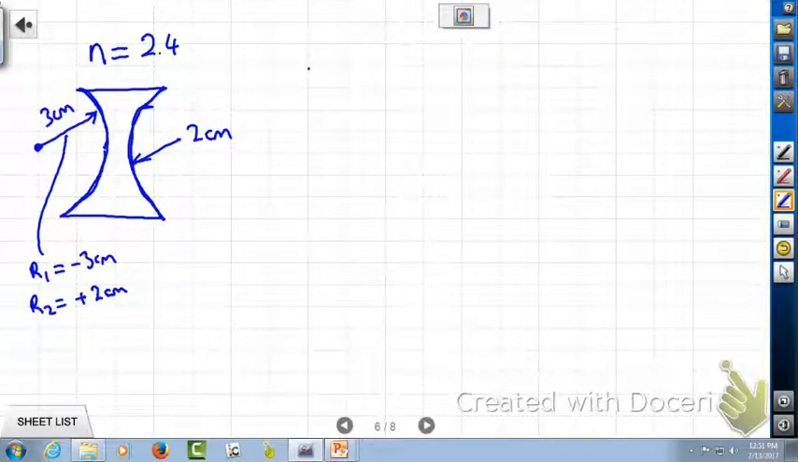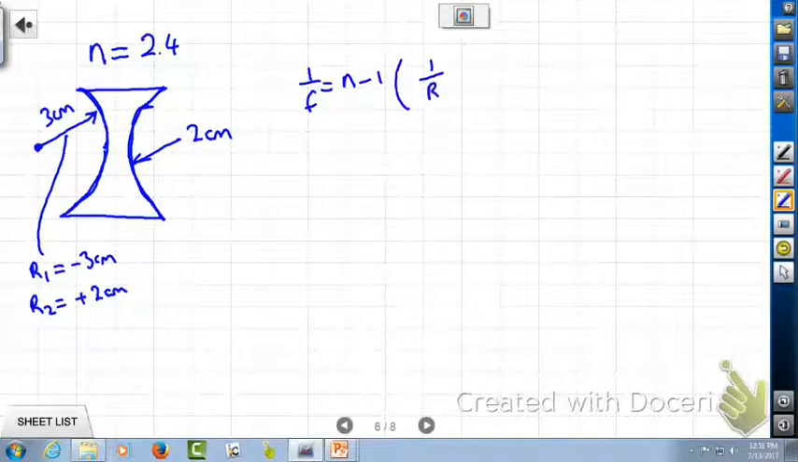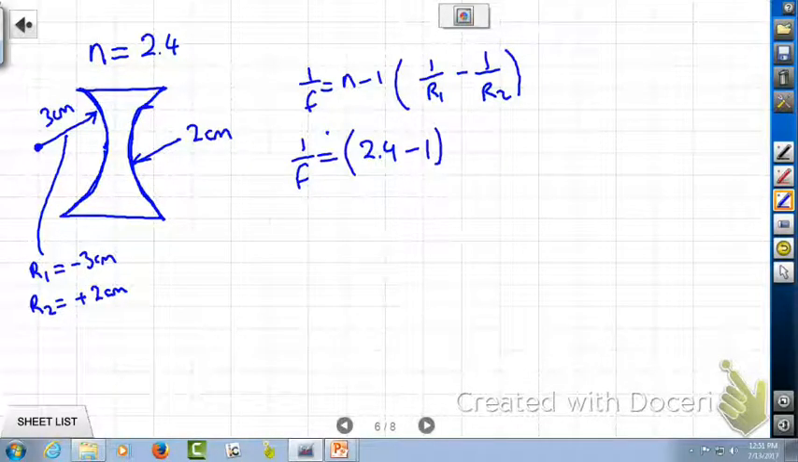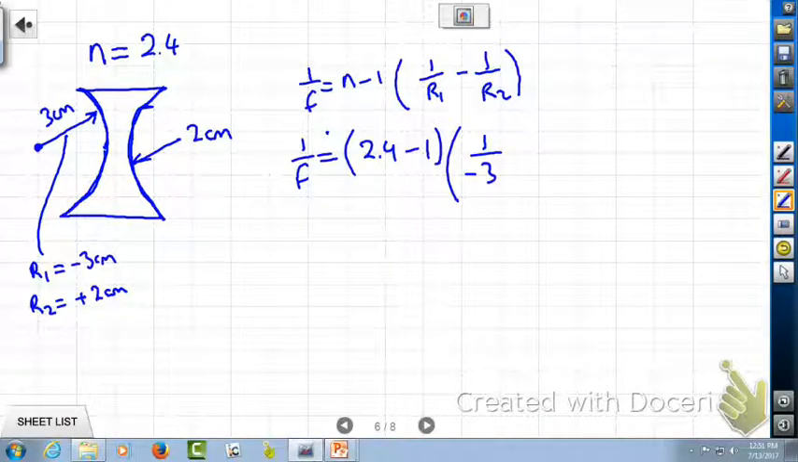So we get 1 over f equals n minus 1, times 1 over R1, was it plus or minus, minus 1 over R2. Is that right? I do this so rarely that I've always got to double check myself. So this will be 2.4 minus 1, times 1 over minus 3 minus 1 over plus 2.